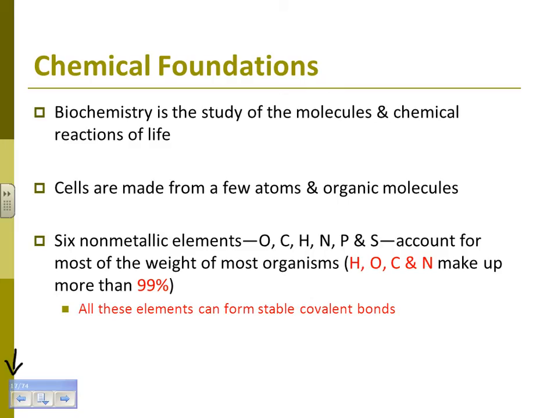One of the most important things to get from this unit are the 6 non-metallic elements here. So you need to know that these 4 right here, hydrogen, oxygen, so our water, carbon, and nitrogen, make up more than 99%. Those are our top 4, phosphorus and sulfur are in 5th and 6th place, and know that these are all making covalent bonds, they're nonmetals.